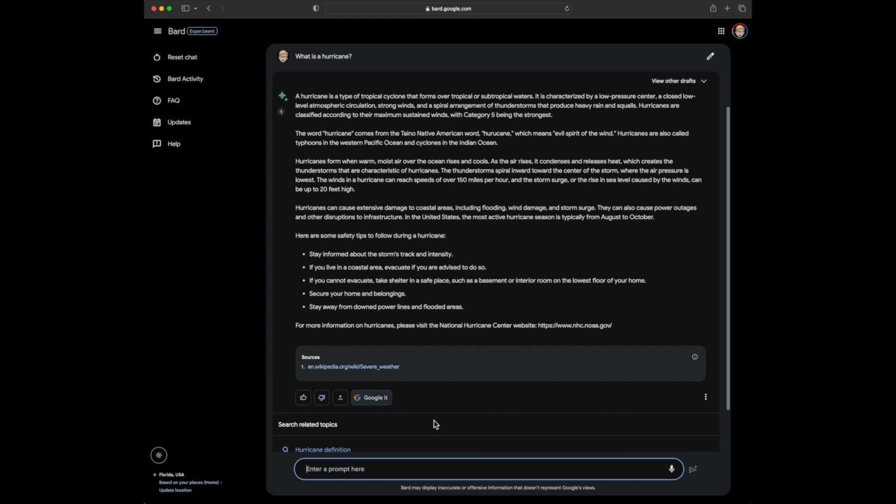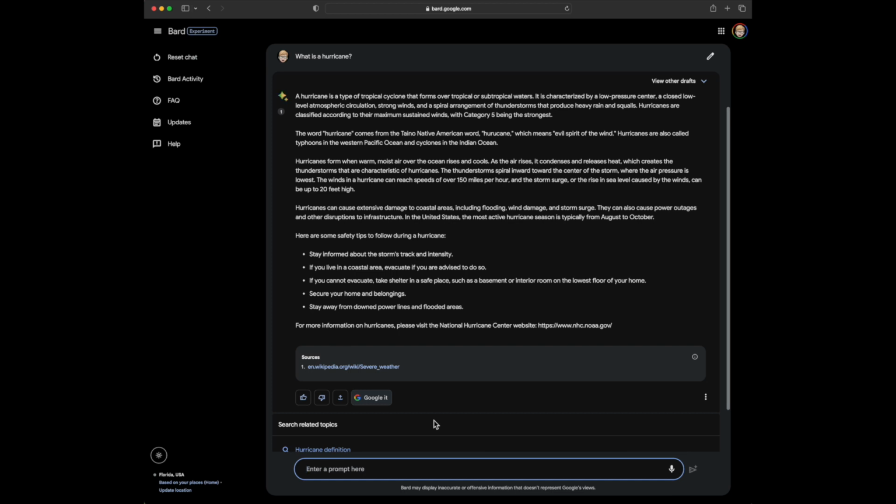Hurricanes can cause extensive damage to coastal areas, including flooding, wind damage, and storm surge. They can also cause power outages and other disruptions to infrastructure. In the United States, the most active hurricane season is typically from August to October. So yeah, we've got that wider season, but our activity rate is a little bit shorter.